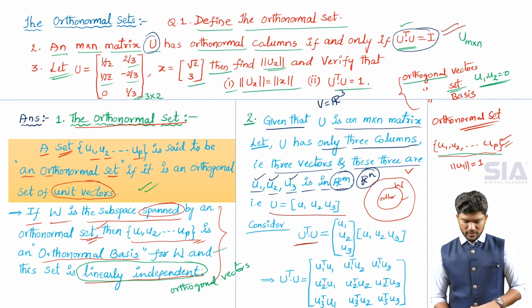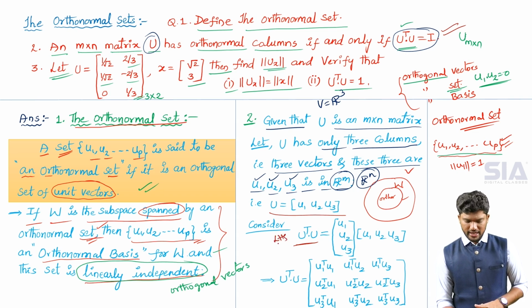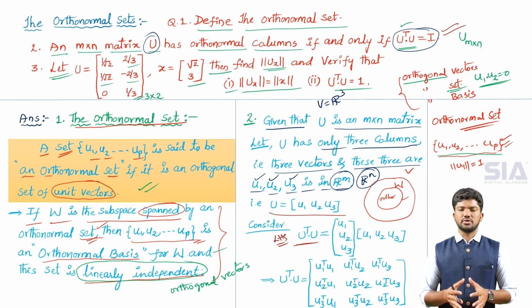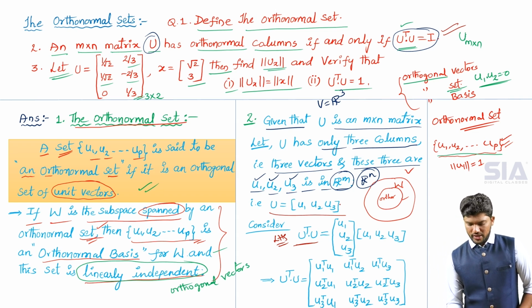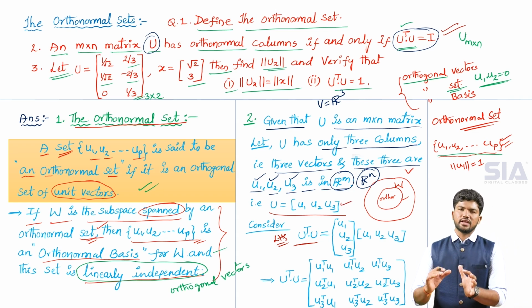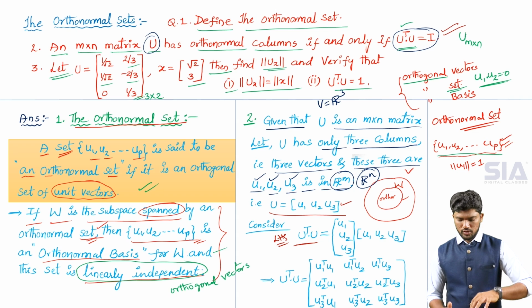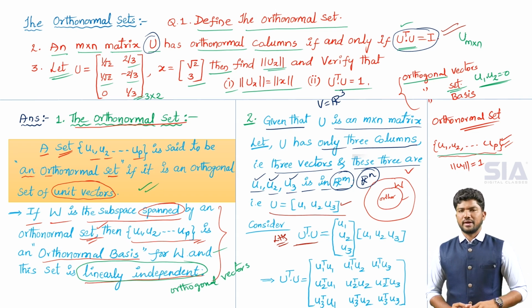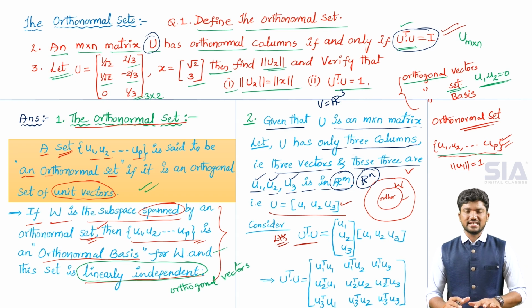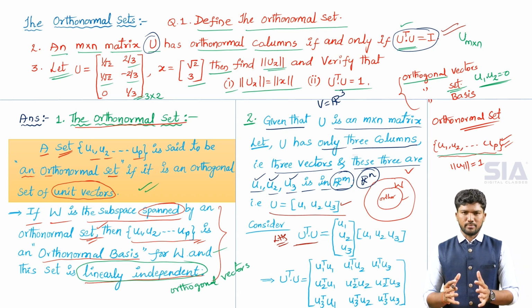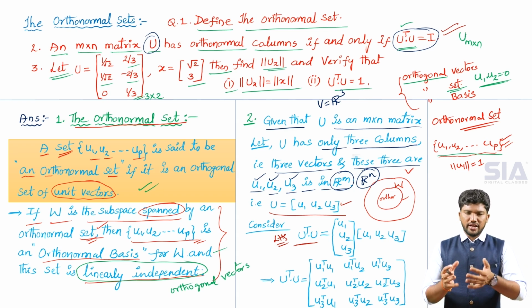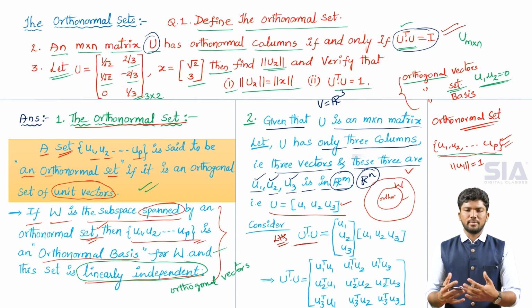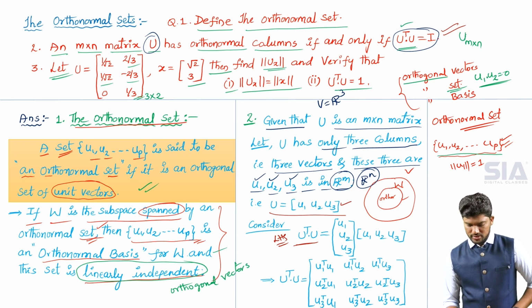To prove that condition we consider the LHS part, U transpose into U. Here capital U is a row matrix. Whenever you apply the transpose, that row matrix will become a column matrix. Rows will become columns.